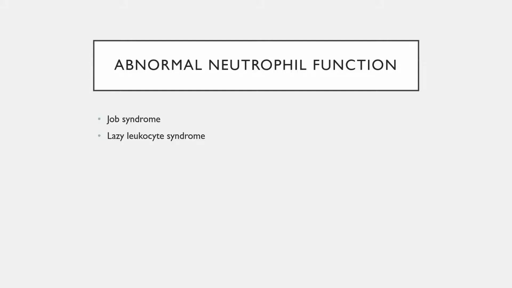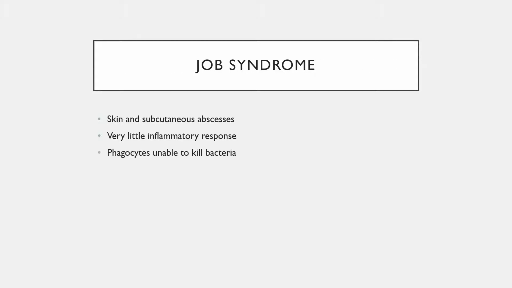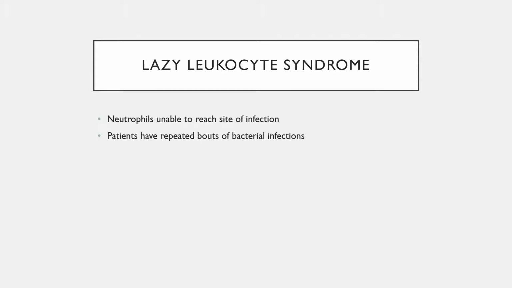So some abnormal neutrophil function disorders that we're going to talk about today would be Job syndrome and lazy leukocyte syndrome. Job syndrome is from a defective phagocytosis. People that have Job syndrome have skin and subcutaneous abscesses, and many of the times they have severe Staphylococcus aureus infections. They have very little inflammatory response in patients, and their phagocytes are actually unable to kill bacteria. So that's a little bit about Job syndrome.